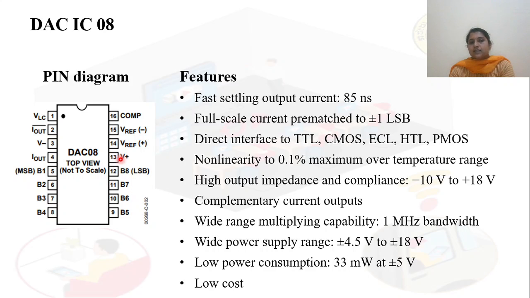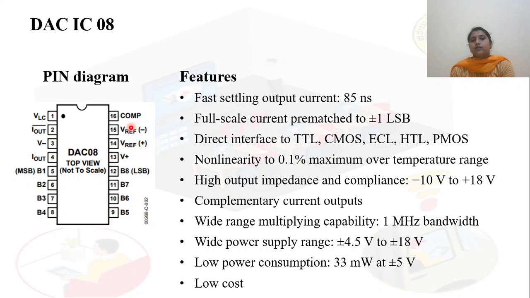V plus means this is the positive power supply. V reference plus and V reference minus, these two pins are used to provide positive reference voltage and negative reference voltage respectively. Comp, this pin is used for providing the compensation capacitor.